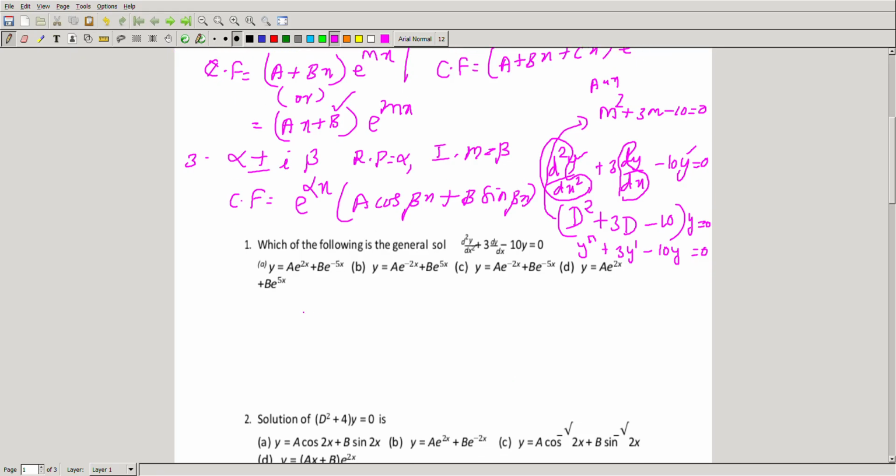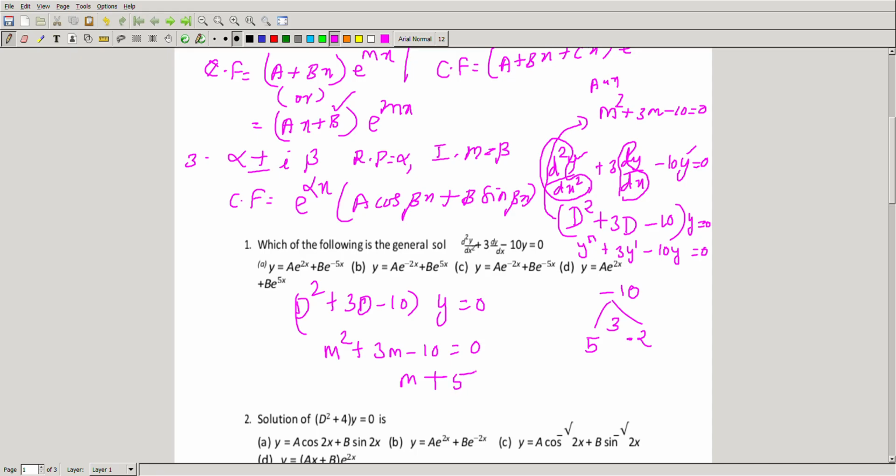The first question is this one: D square plus 3D minus 10 into y equal to 0. So you have to write the auxiliary equation, that is m square plus 3m minus 10 equal to 0. Once you multiply, you will get minus 10; once you add, you will get 3. So I can write 5 2s are 10. I want positive 3, that's why I am putting the minus here. So that is m plus 5 into m minus 2 equal to 0. Solving this, you will get the roots: m1 is equal to minus 5 and m2 is equal to plus 2.